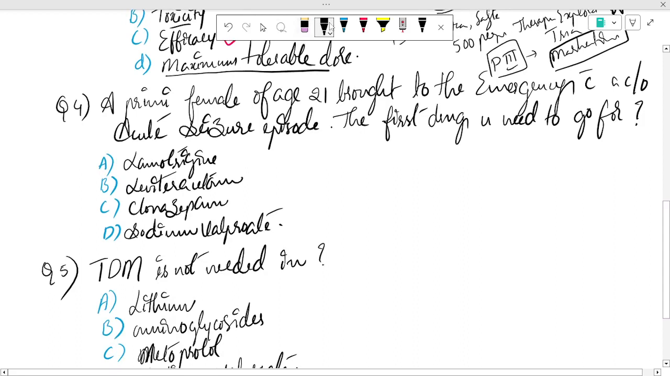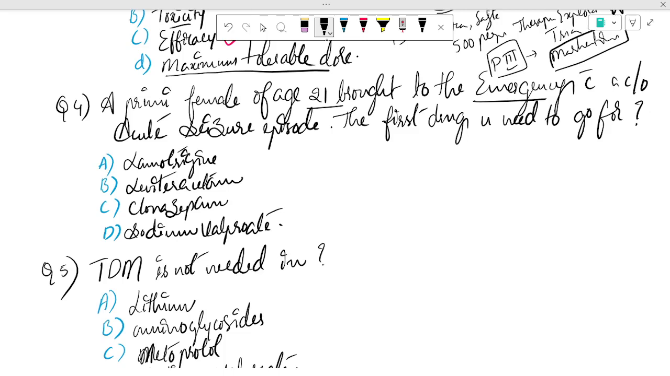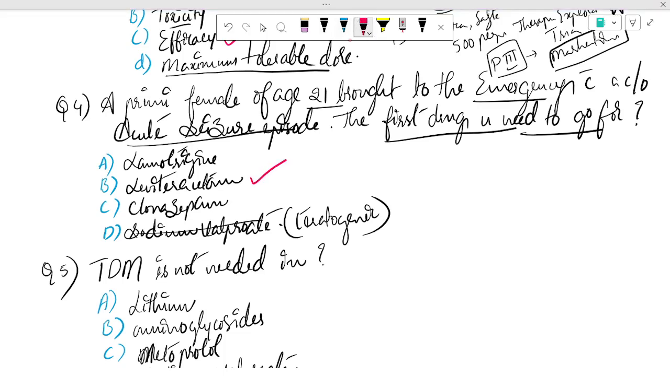We'll go for question 4. A pregnant female of age 21 is brought to the emergency with a complaint of acute seizure episodes. Now, what is the first drug that you need to go for? What's your first option or choice? Most doctors will straightaway go for levetiracetam, lamotrigine, clonazepam. Sodium valproate, obviously, is a teratogenic drug, so we don't want to go for it. So just strike sodium valproate. Clonazepam and lamotrigine are second choice. But the first choice is always levetiracetam.